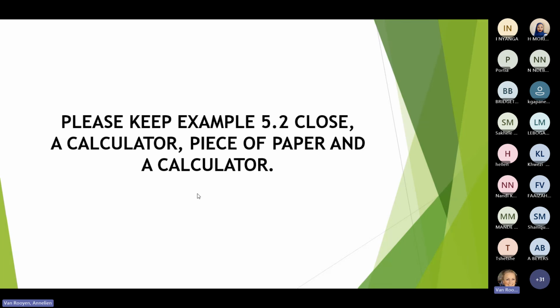I ask you to please keep example 5.2 close. We're going to work through that as an example, how to do the general ledger, etc. And a piece of paper and a calculator. Oh, and a calculator, piece of paper and a calculator. That should actually be in a pen, but yeah, never mind. I can see I need the long weekend.